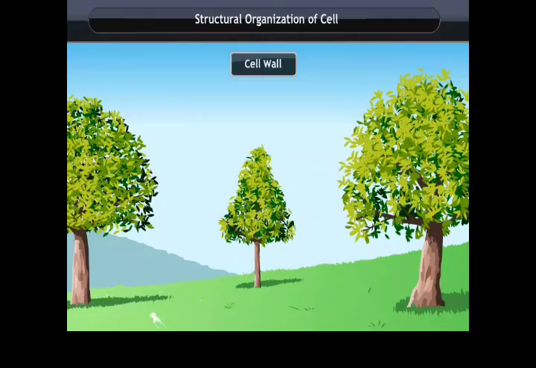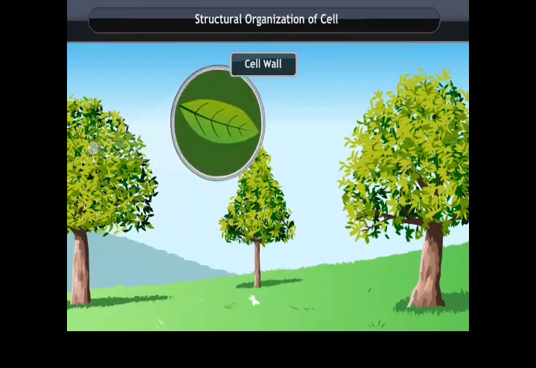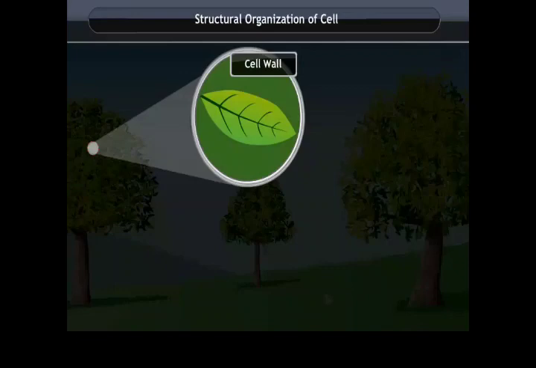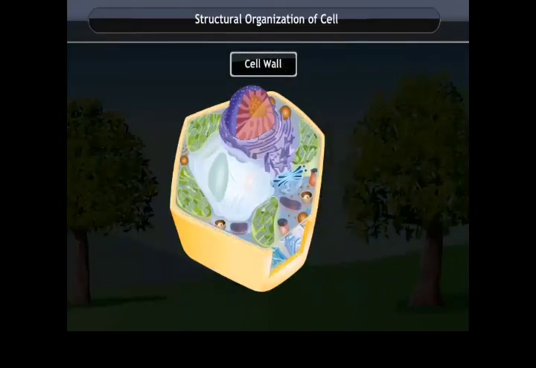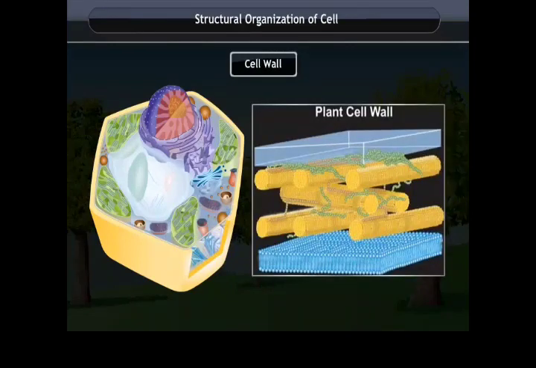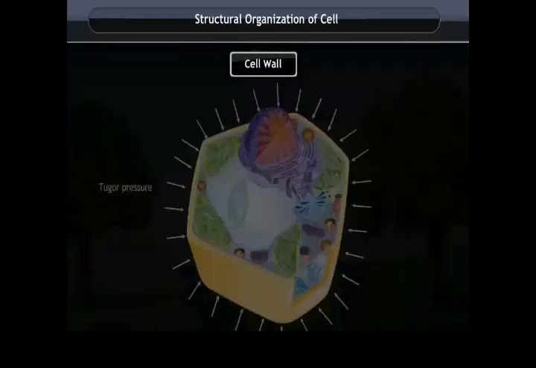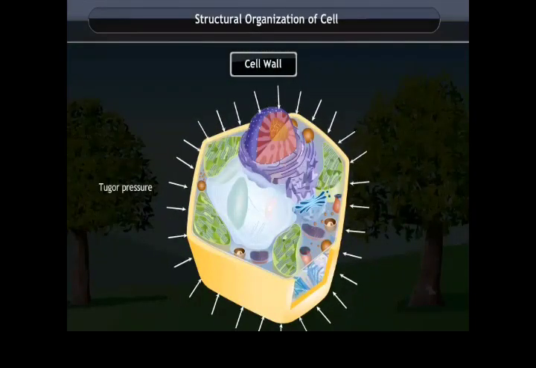Structural organization of cell. Cell wall. In plant cells, there is another covering lying outside the plasma membrane called the cell wall. The plant cell wall is mainly composed of cellulose. Cellulose is a complex substance. The important function is providing strength to the cell.